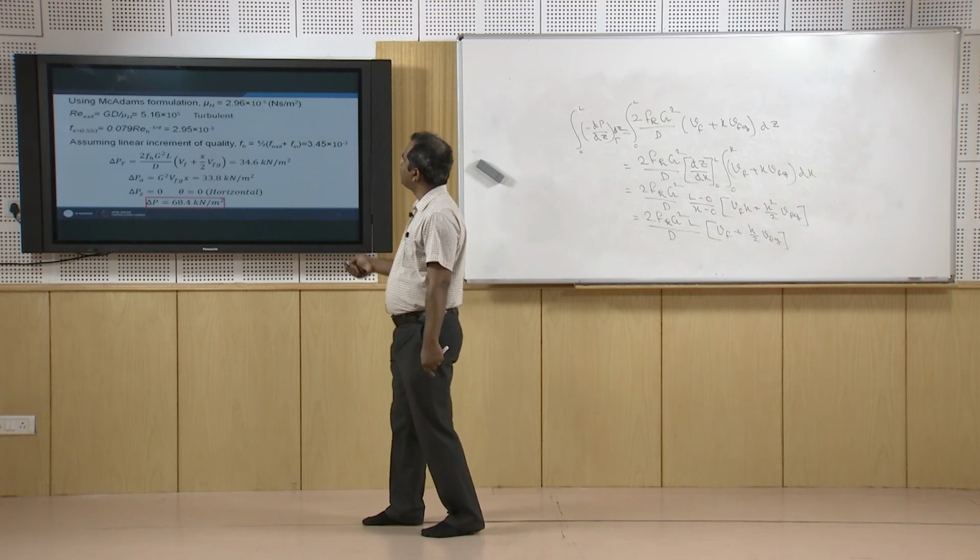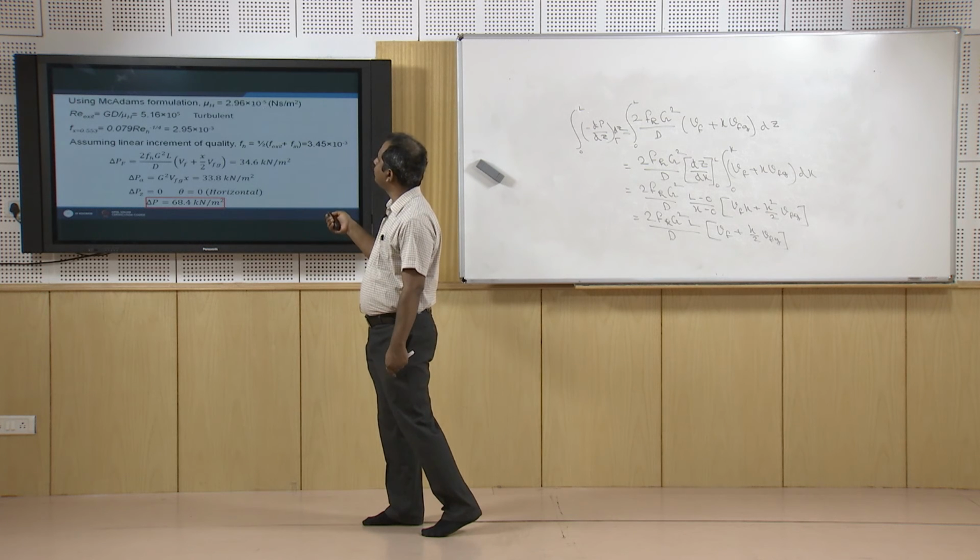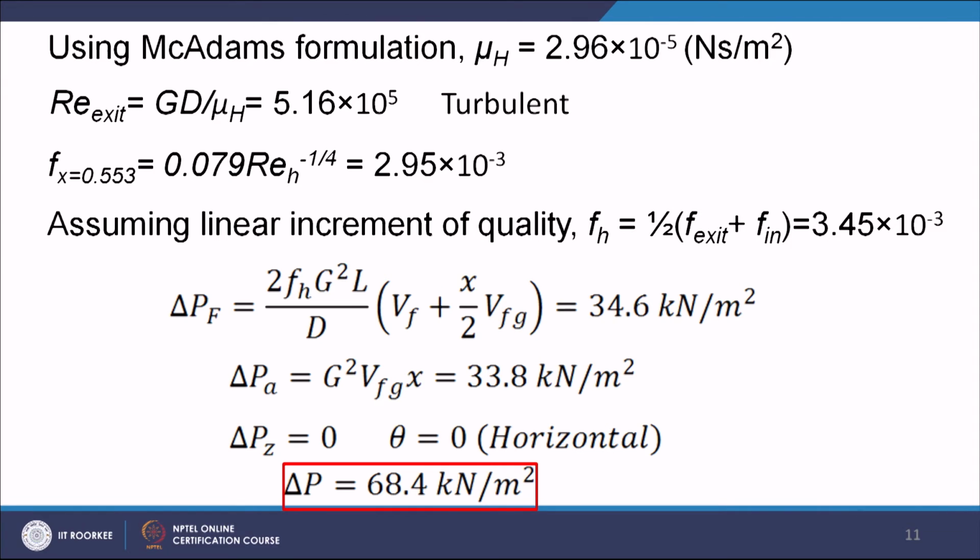Similarly, at the exit we can find out mu h, which is 2.96 into 10 to the power minus 5. For this we have used Macadam's formulation, which I have told you. Using the value of x, mu f and mu g, we can find out this mu h. So, at exit Reynolds number will become G d by mu h, which is 5.16 into 10 to the power 5. This is also obviously in the turbulent regime.